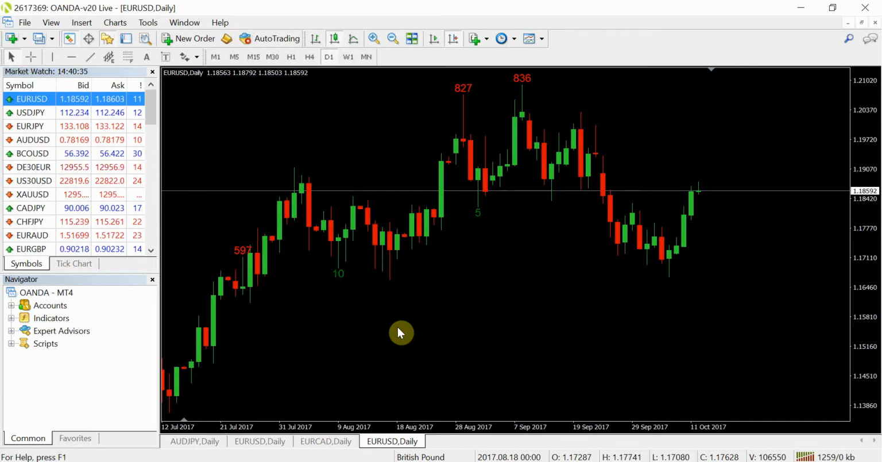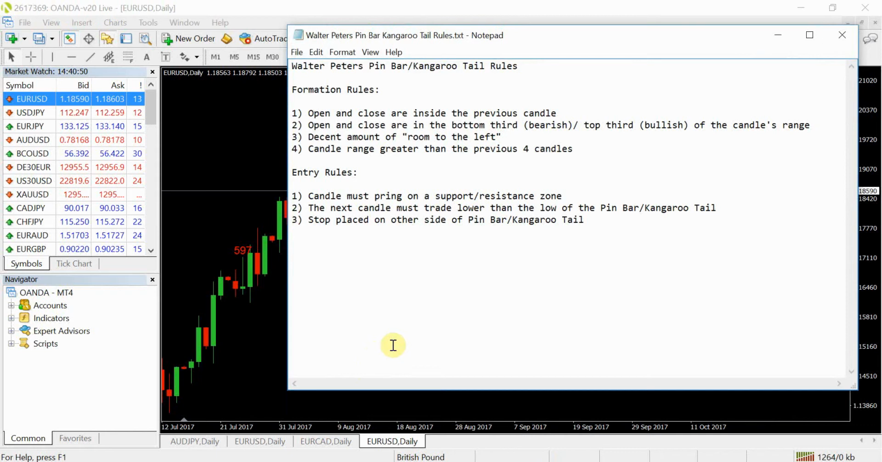on how to trade pin bars or the correct formation of a pin bar. And the one set of rules that came close to my heart, and I find the most relevant and probably the most useful, are Walter Peters's rules.